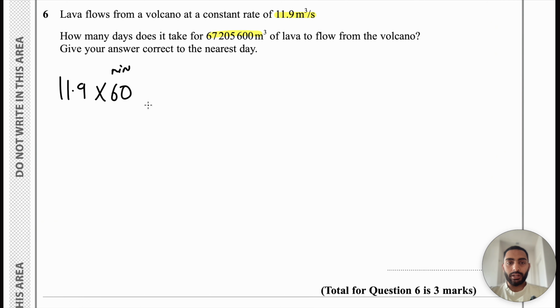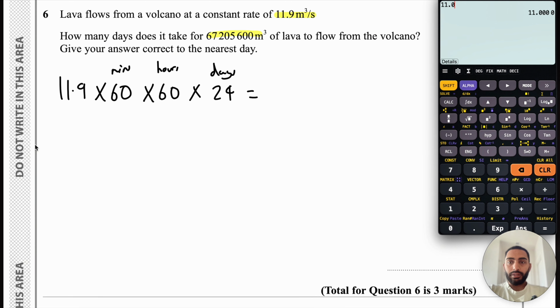So that's in minutes right now. I need to get it into hours next, so I'd multiply it by 60 again, because there's 60 minutes in an hour. Then I need to multiply it by 24 to get it into days. So I've converted it from seconds to minutes to hours to days, all in one calculation. So this will tell me how much lava is flowing per day. Let's do this calculation. 11.9 multiplied by 60 multiplied by 60 multiplied by 24, which is 1,028,160.